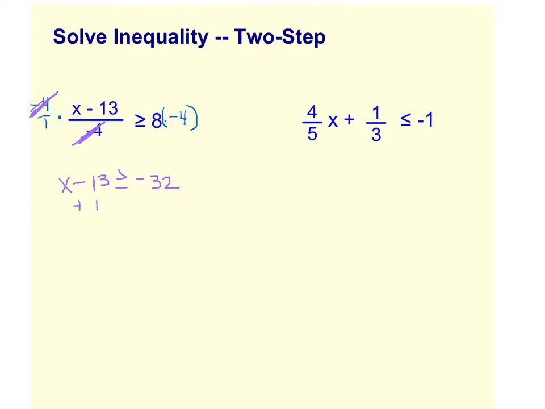And then we can go ahead and add 13 to both sides, and we have x is greater than or equal to negative 19. We have x alone, so we are ready to graph.